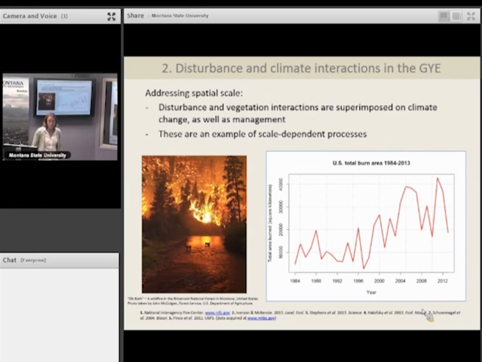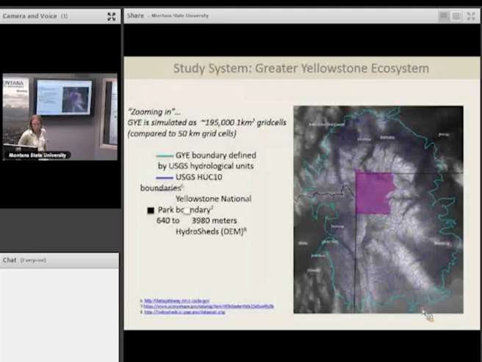If we zoom into the Greater Yellowstone Ecosystem, now I'm going to be representing it by square kilometers, and the entire GYE, defined by the U.S. GS hydrological unit, is around 200,000 grid cells. In the center, you can see the boundary of Yellowstone National Park, and I think here we can also see the importance of the topographical gradient. The shading from black to white is the elevation in meters, and you can see it goes from about 600 to 4,000 meters just within the GYE.